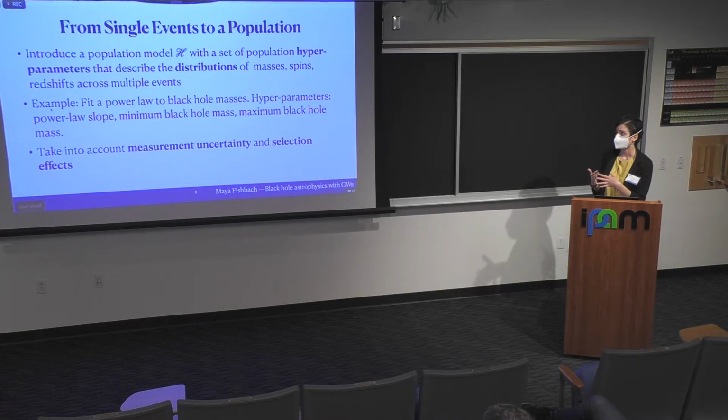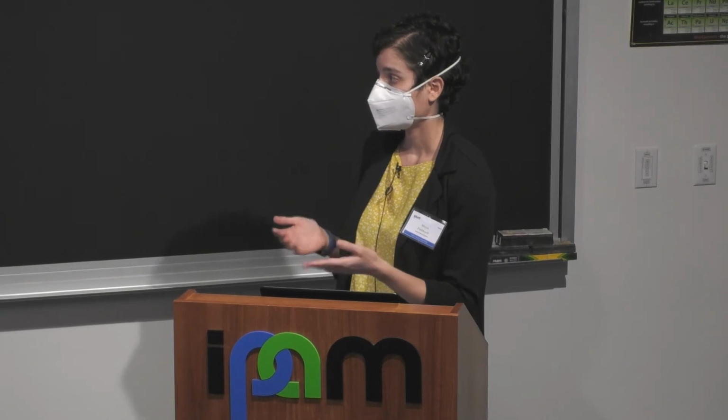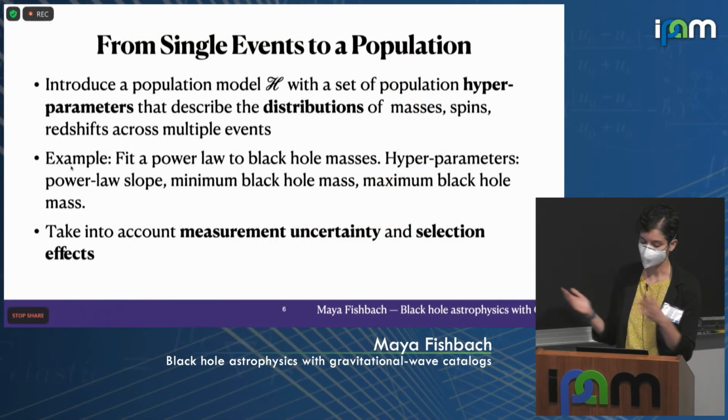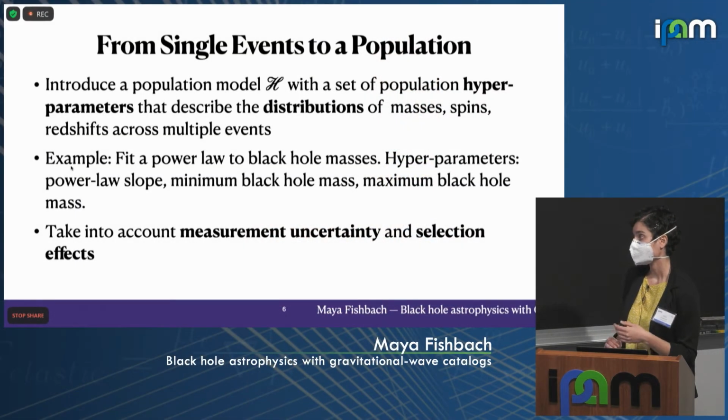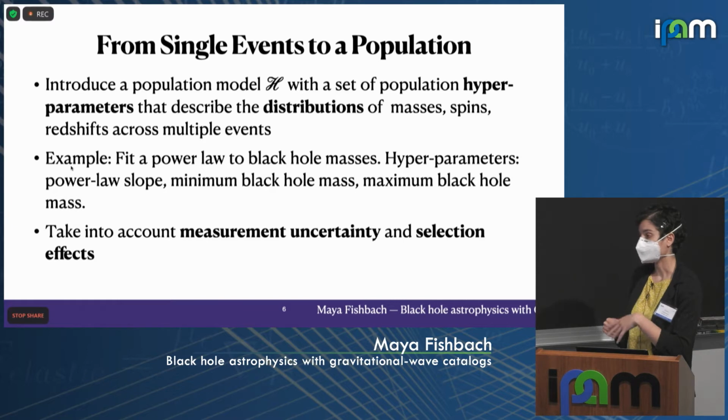And so there the hyperparameters are the slope of the power law, the minimum black hole mass, and the maximum black hole mass. So that's just a simple example. Now this power law is common to all events, and we're interested not in what is the mass of GW19-whatever, but what is the power law of the mass distribution across all events. When we do that, we have to take into account measurement uncertainty and selection effects.